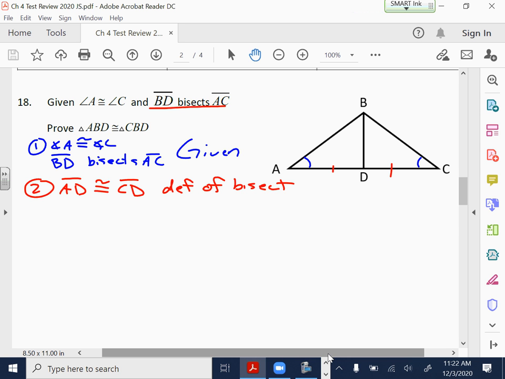So we've used everything in our given, so that's good. But what else do we know? So far we have an angle and a side. So what else can we tell with this one? One thing you can tell, and I don't know if this is going to help us or not, but hopefully you realize segment BD is congruent to itself. That reflective property. BD is congruent to BD. That's the reflective property.